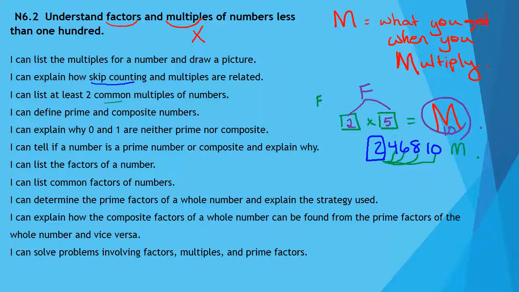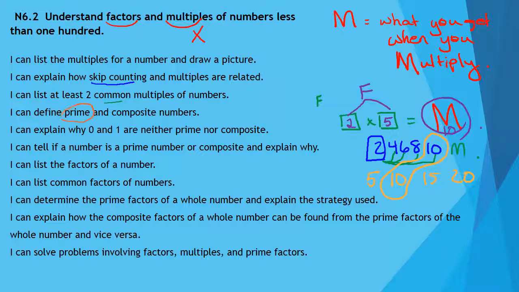Listing common multiples, well, if I listed multiples of 5: 5, 10, 15, 20, you can see that my 2 and my 5 have something in common. It took a while to get there, but they do have some multiples in common. Not all numbers have multiples in common, but I guess technically they do if you multiply them by each other, but sometimes it takes a long time to find them.